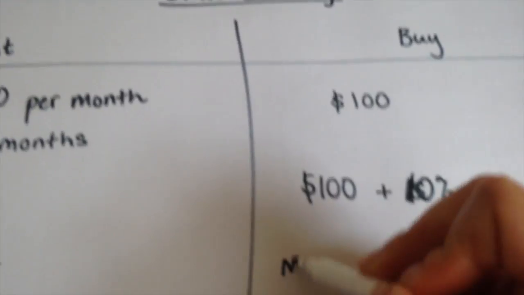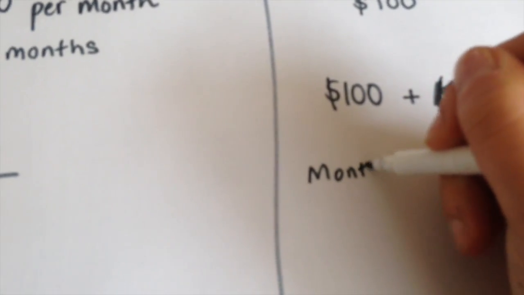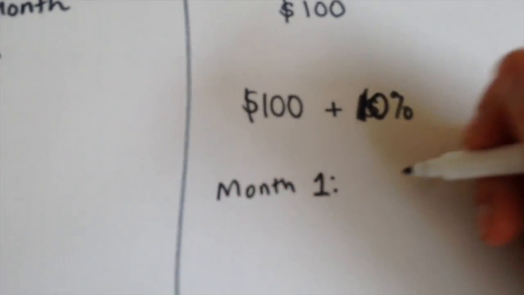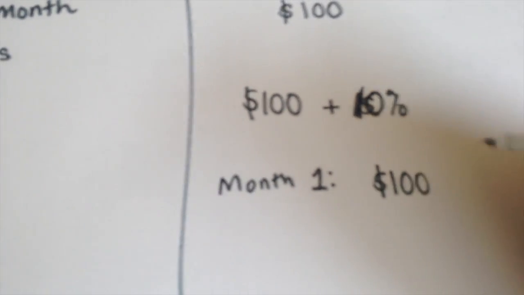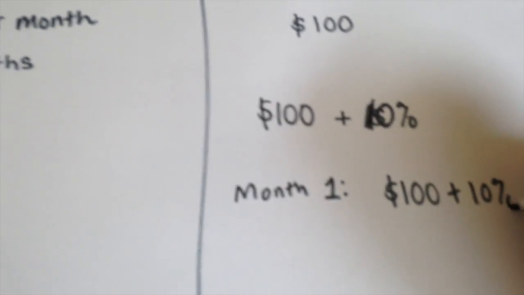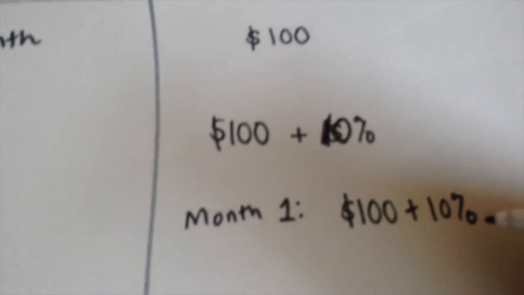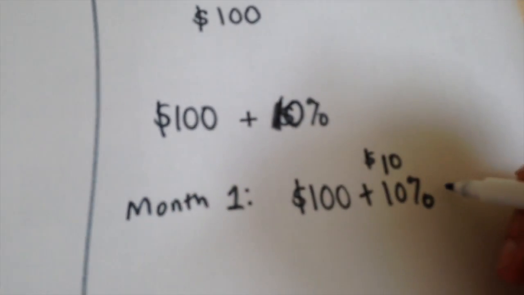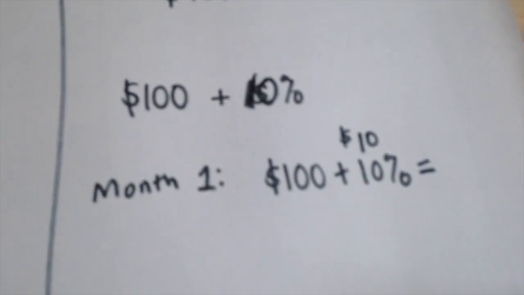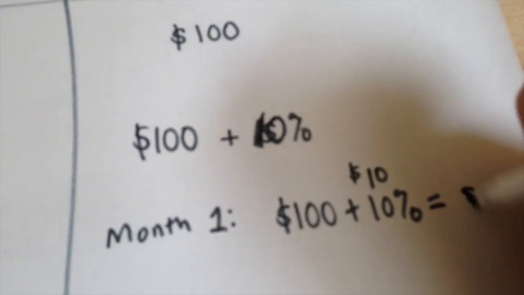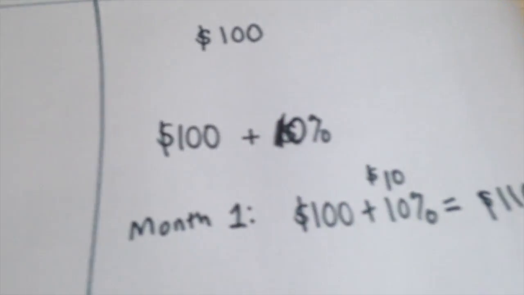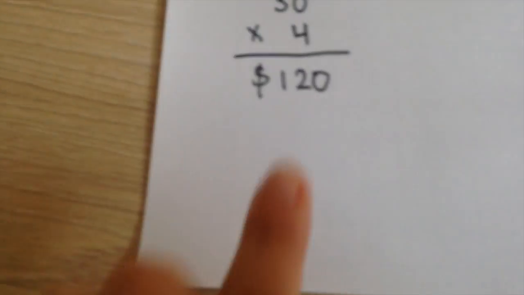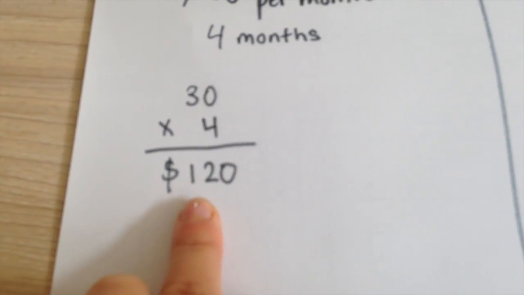So let's do an example with month 1. The first month, if I borrow $100, I need to pay the $100 plus the 10%. And we know that 10% of 100 is 10. So I'm going to be paying $10 total for my interest. So when I add those together, my first month, my payment will be $110 that will be due. Now, this is still cheaper than the $120 from renting.